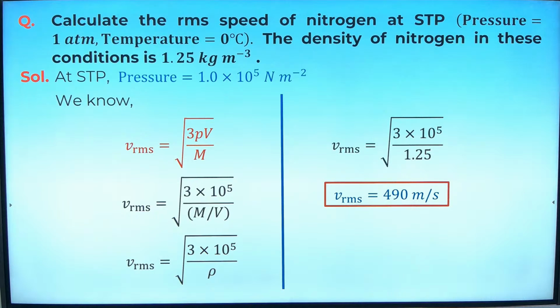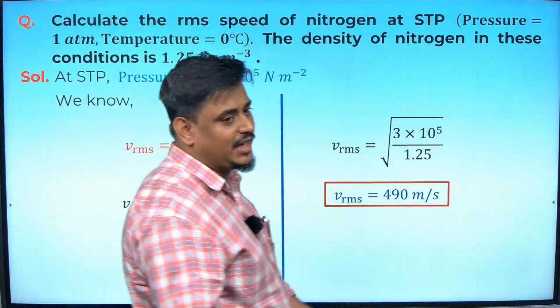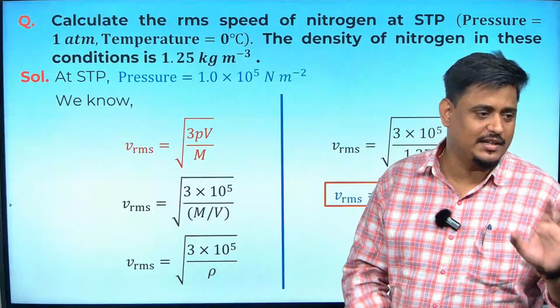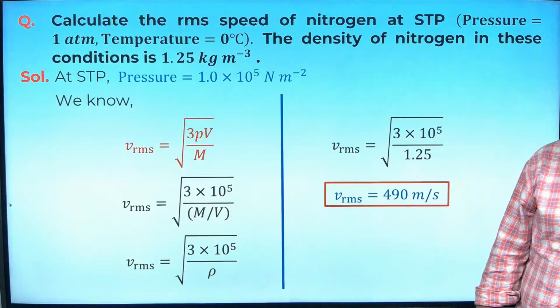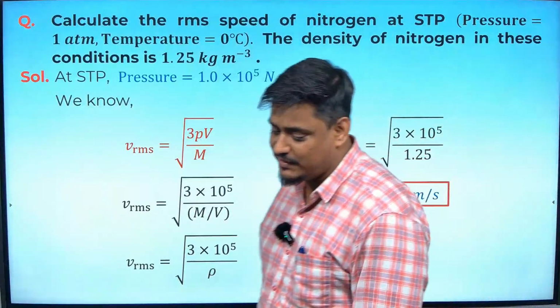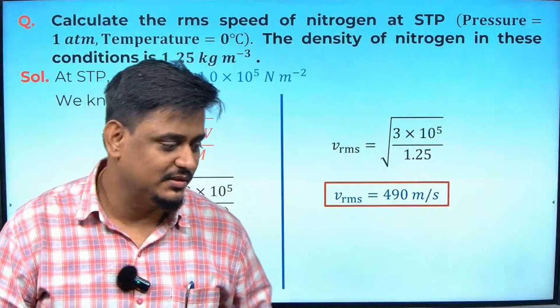I nowhere told this formula itself to you, 3PV by m. But the question came from 3PV by m, because it is expected for you to remember that PV is equal to RT. You cannot say, I was not taught this formula itself. I taught 3RT by m, right? If you're not able to write PV instead of RT, then something is very lacking. Are you getting my point?